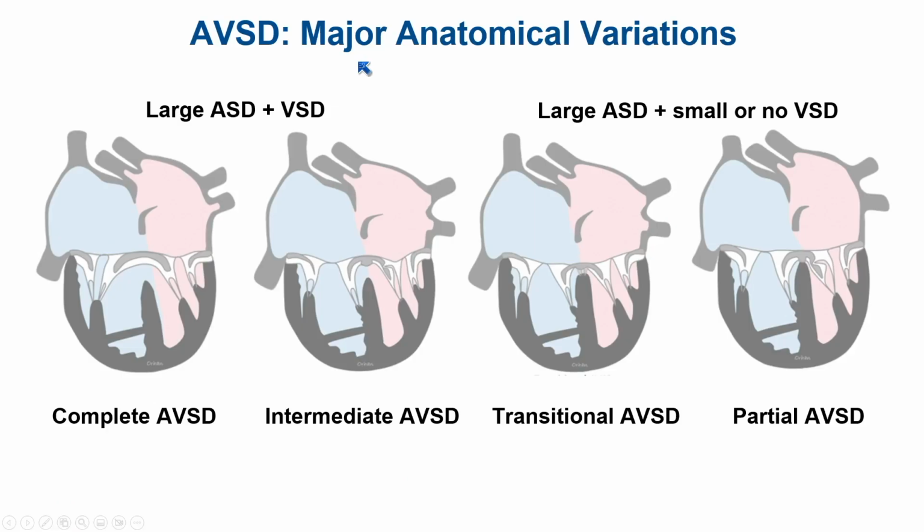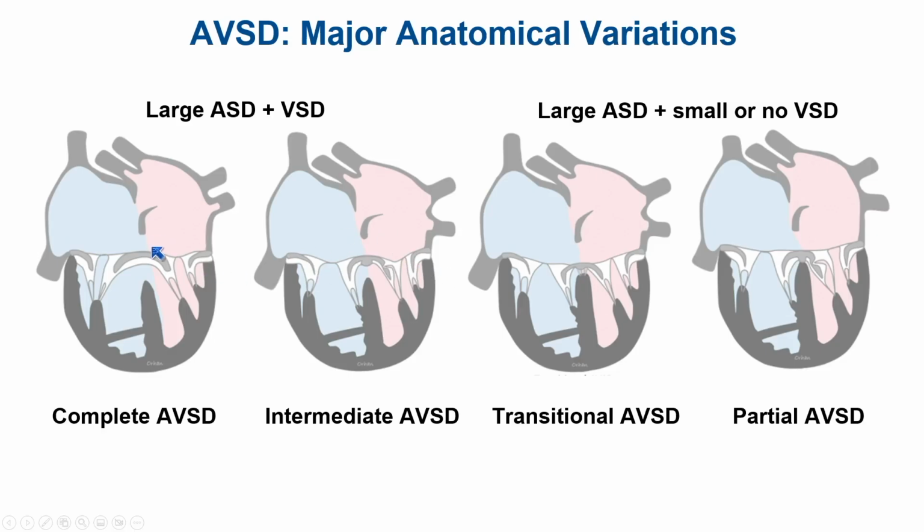We often talk about different anatomical variations, and talk about complete AVSD, intermediate AVSD, transitional AVSD, and partial AVSD. I think for fetal echo, it's not really important. What you need to know is: is this a common AV valve with a common orifice, or is this a common AV valve with separate orifices?